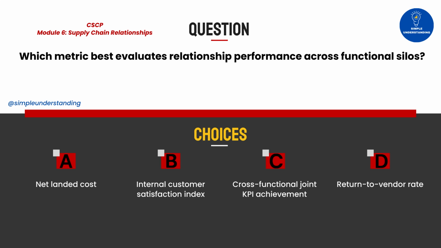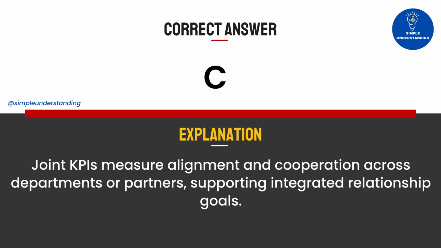15. Which metric best evaluates relationship performance across functional silos? A. Net landed cost. B. Internal customer satisfaction index. C. Cross-functional joint KPI achievement. D. Return to vendor rate. Correct answer: C. Explanation: Joint KPIs reinforce accountability and coordination between internal functions or supply chain partners.